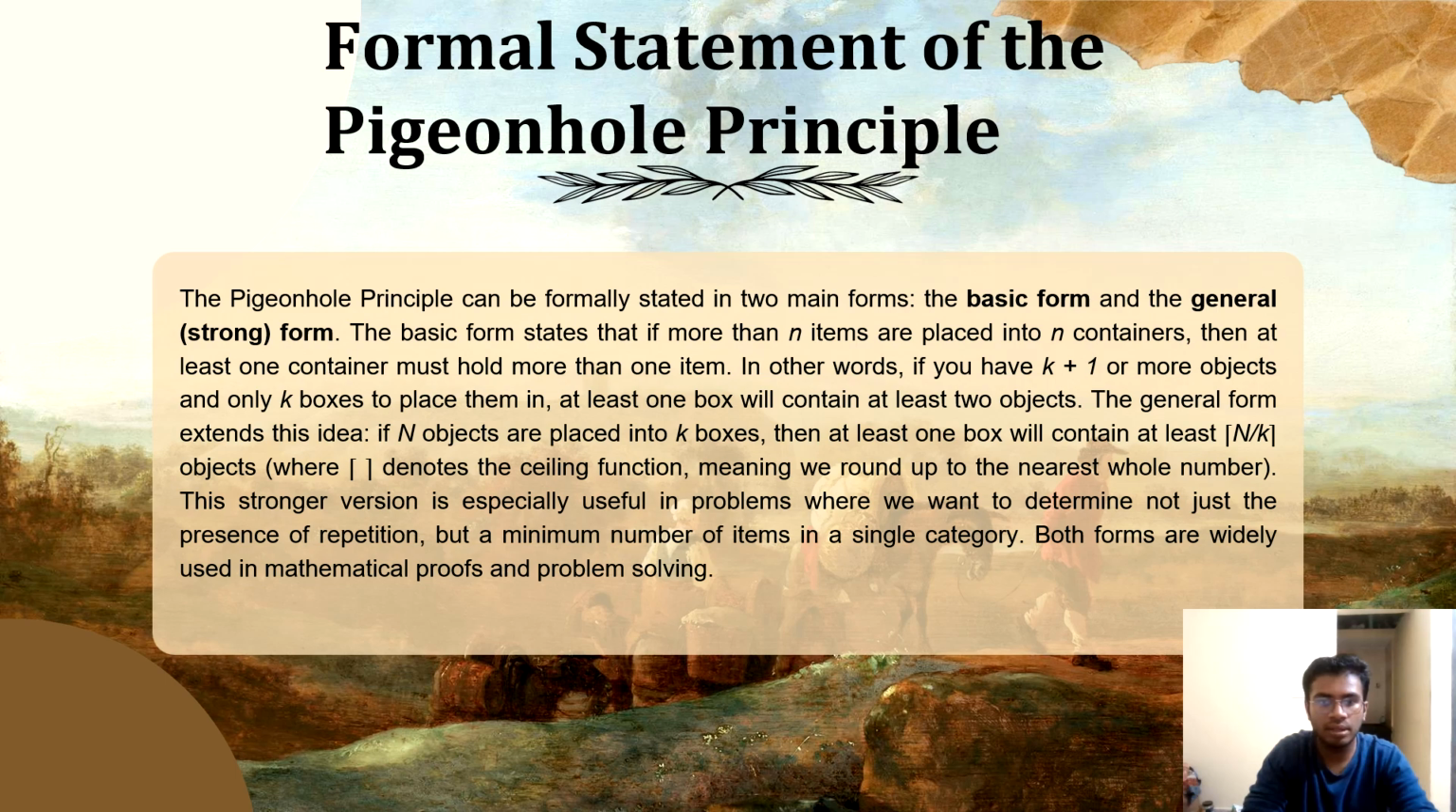The general form extends this idea. If n objects are placed into k boxes, then at least one box will contain at least ⌈n/k⌉ objects, where the bracket denotes the ceiling function, which means we round up to the nearest whole number. The stronger version is especially useful in problems where we want to determine not just the presence of repetition but a minimal number of items in a single category. Both forms are widely used in mathematical proofs and problem solving.